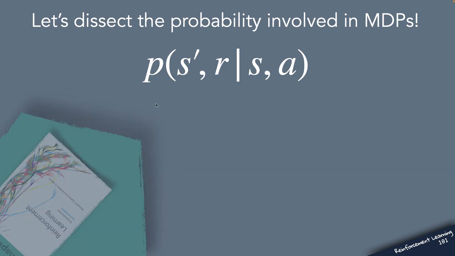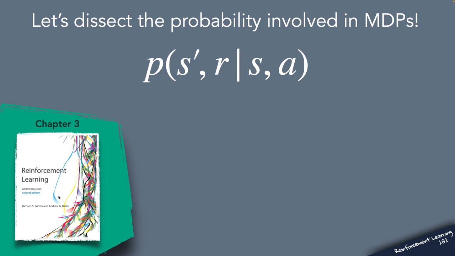And this links with the discussion from chapter 3 from this great reinforcement learning textbook. And while this textbook is very rigorous, I found it difficult to grasp the importance and meaning of this probability at first, so I wanted to make this video to show you a couple of illustrative examples to make this probability more grounded and linked to our grid worlds.